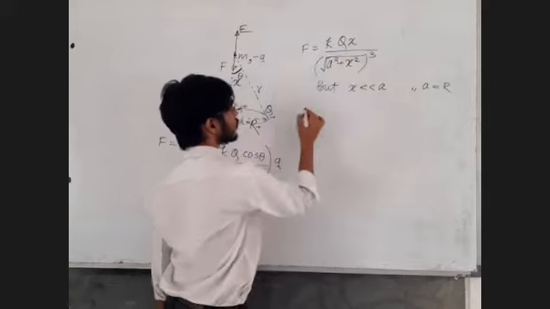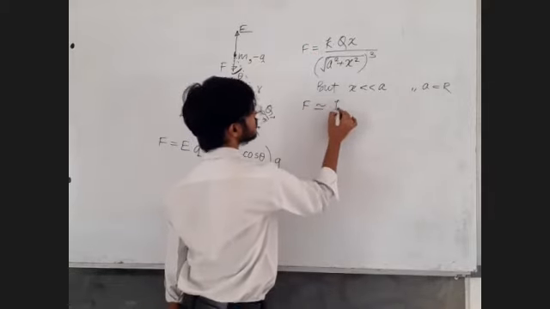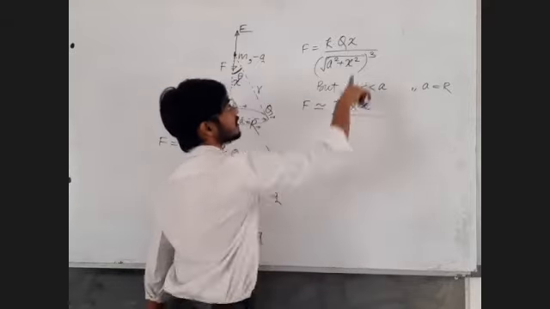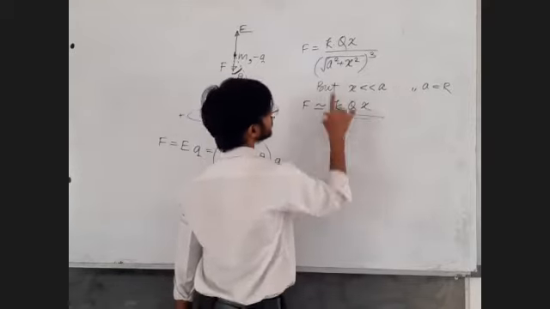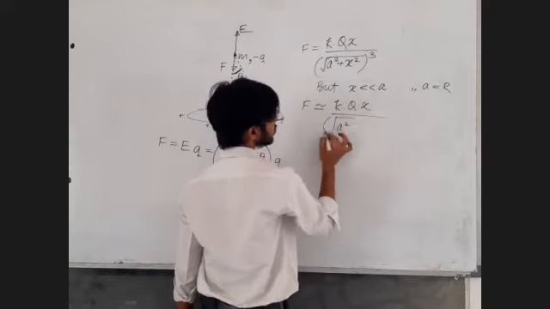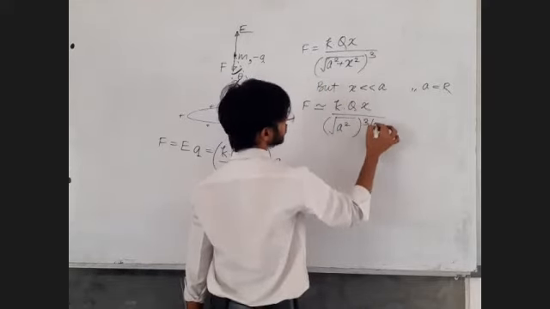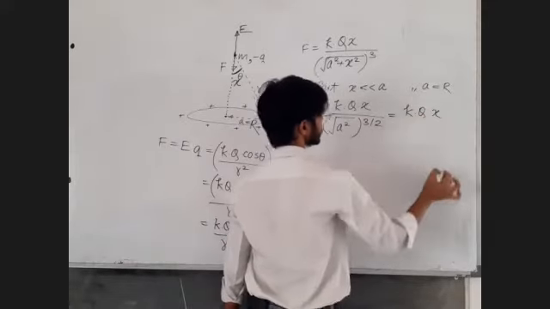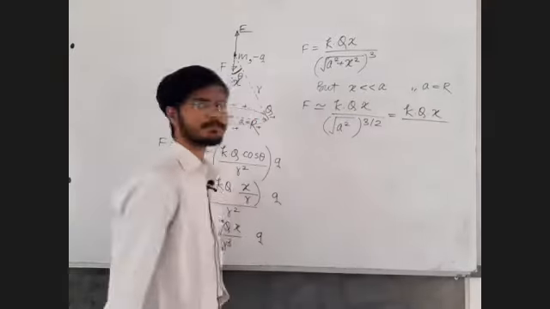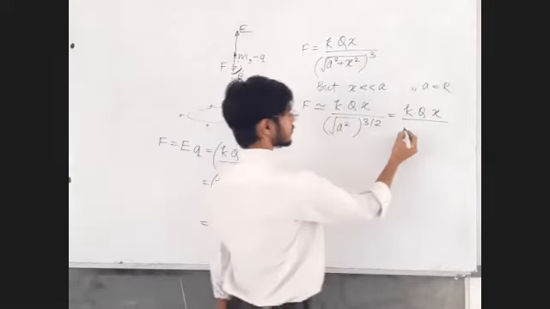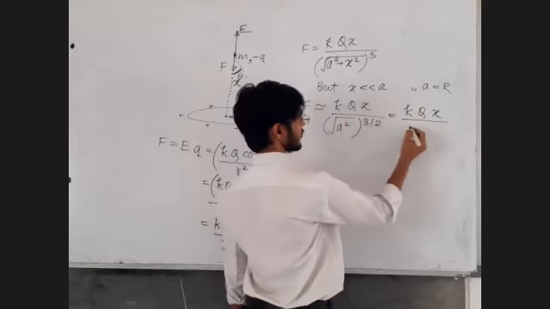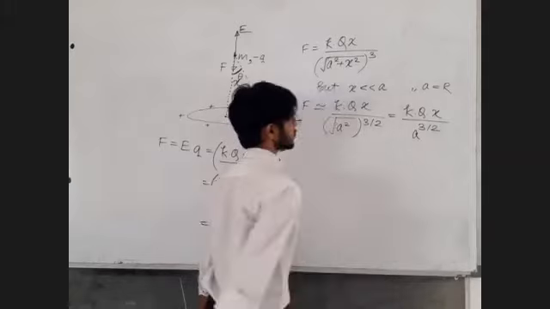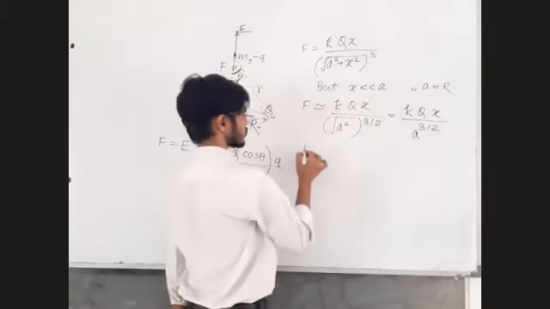Therefore, force will be equal to K into Q into q into x. Do not neglect this x. Only addition x can be neglected; multiplication x cannot be neglected. Under root, so a square, raised to 3 by 2, as it is. X square neglected. What is the answer? K into Q into q into x divided by, square and square root cancel. What remains is a raised to 3 by 2 as it is. So this is the force.